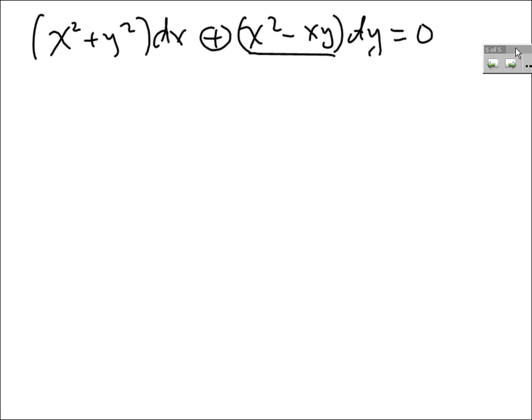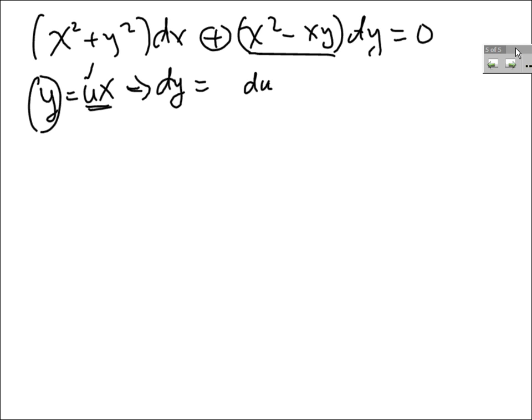So what we're going to do is we'll say that y is u times x, which implies the differential of that is dy. Now I have a product. The differential of the first times the second plus the first, which is u, times the differential of x, which is dx. Whenever you take a differential of a letter, you just put d in front of it.